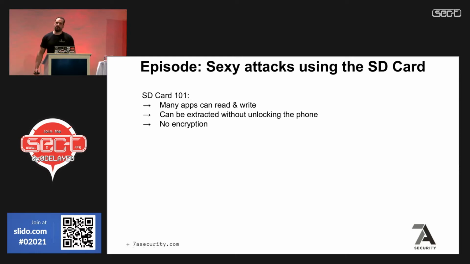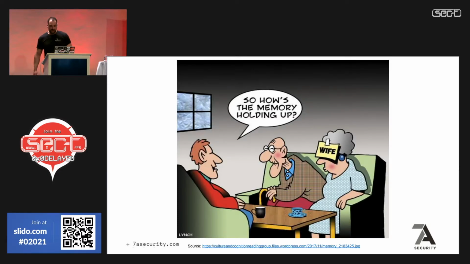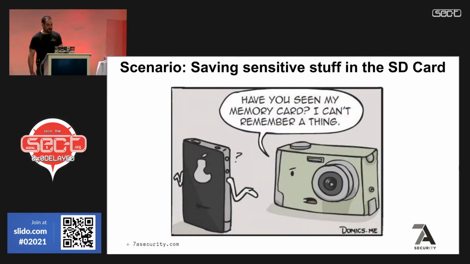And then another problem is even a regular thief without elite skills can take the SD card out without even knowing the unlock pattern, plug this SD card into a computer and read everything in there, right? So by default, there's no encryption. So yeah, kind of a memory problem. And let's see some scenario of saving sensitive stuff in the SD card, right?